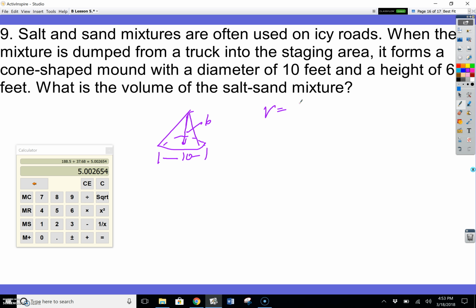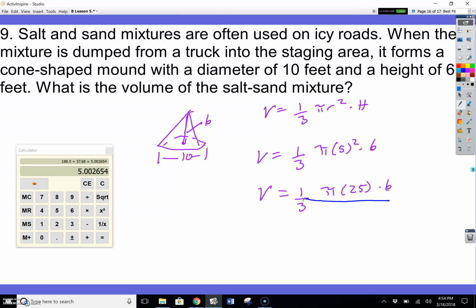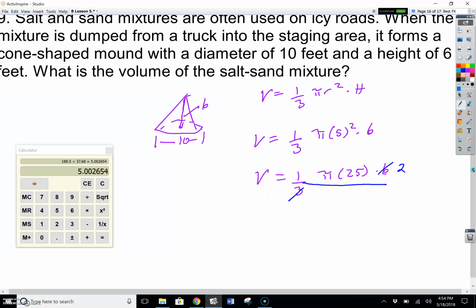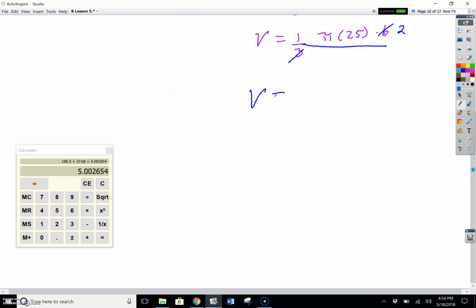So volume is equal to 1/3 pi r squared times the height. I forgot to multiply by the height. Now my diameter is 10, which means my radius is 5. So I'm going to have volume equals 1/3 pi times 25 times 6. Now we can multiply all this out, or see if anything is divisible by 3. And it is, the 6 is. So 6 divided by 3 is just 2. So now I'm going to multiply this out, and I'm going to have volume equals 50 pi.